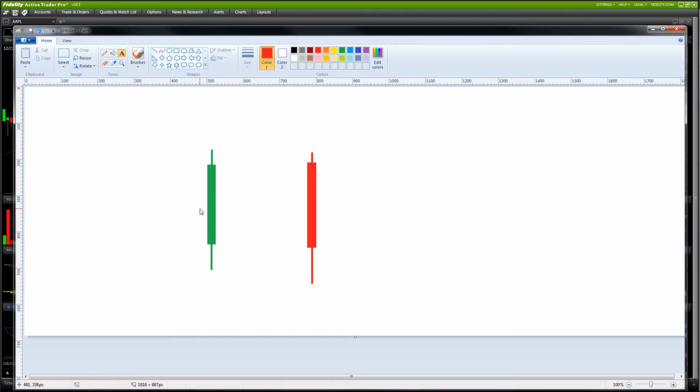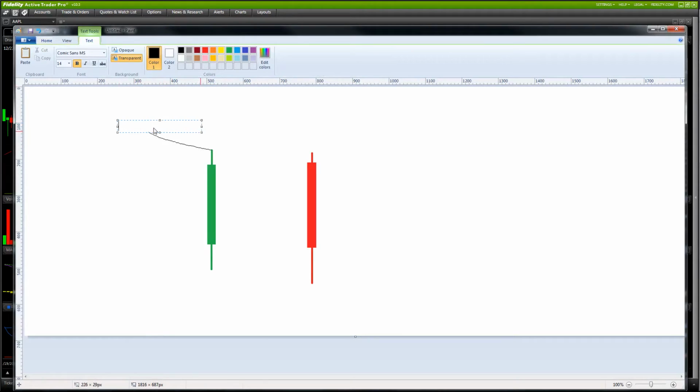All right, so as you can see here, we have two candlesticks: a green candlestick and a red candlestick. First I'm going to go over this point right up here. Let's draw a line out, and this point here is going to represent the highest price of the candle.